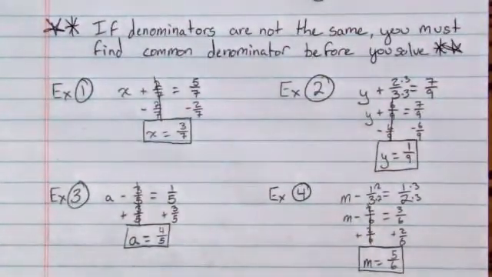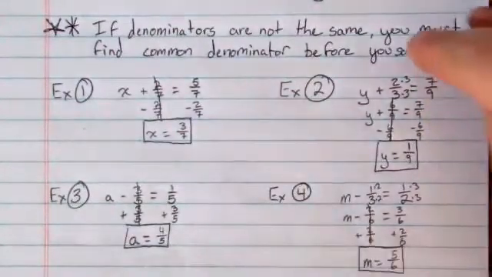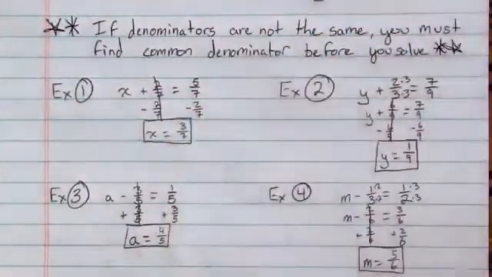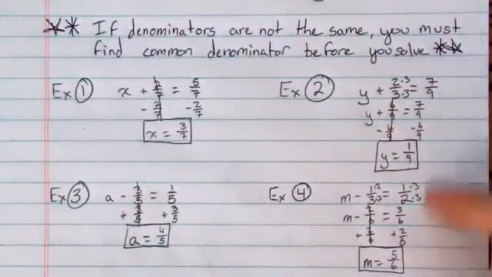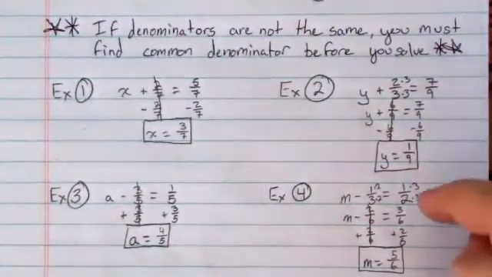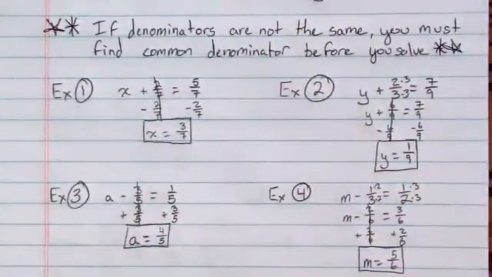All right. Same method. The whole goal is to get the variable by itself. But this time we're dealing with some fractions. We need to make sure to check: are the denominators the same? If the denominators are the same, go right ahead, get the variable by itself. If the denominators are different, you need to find a common denominator, then do the math.